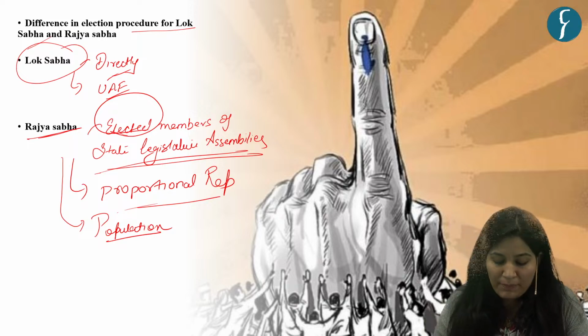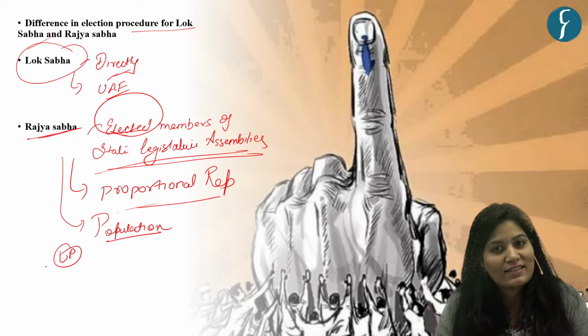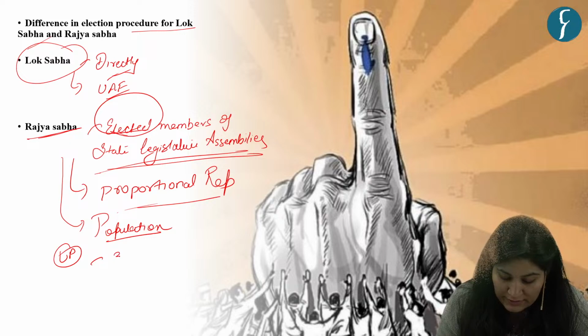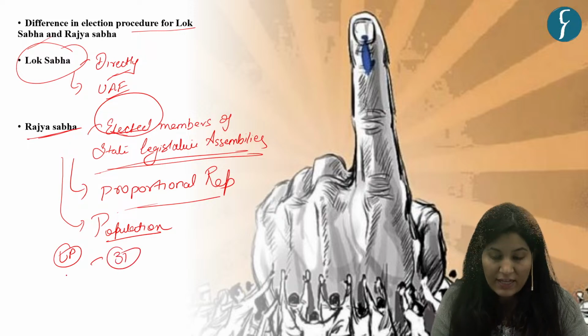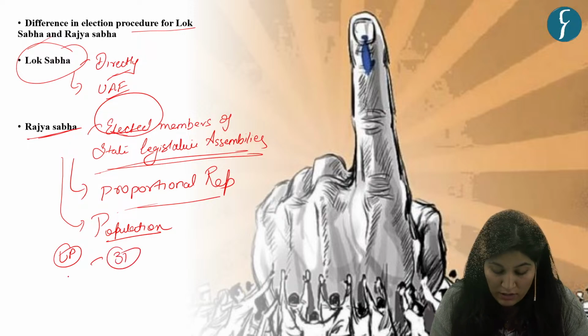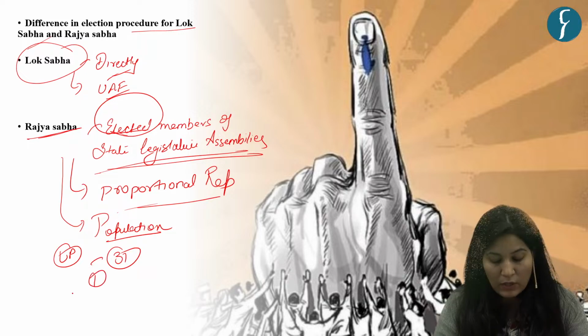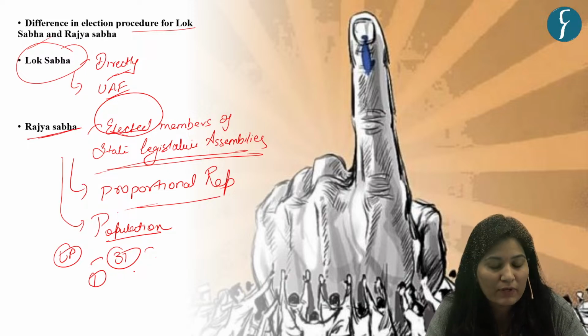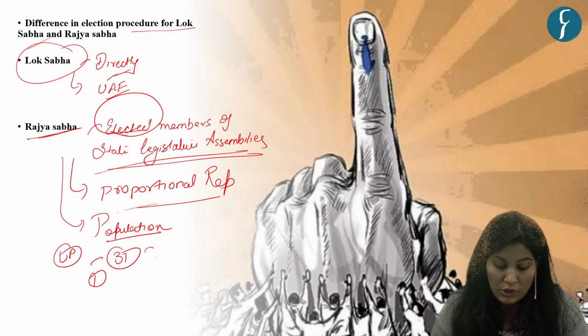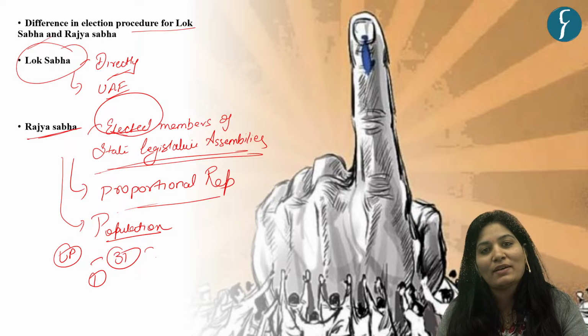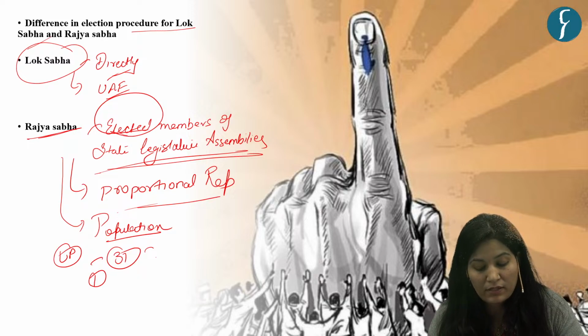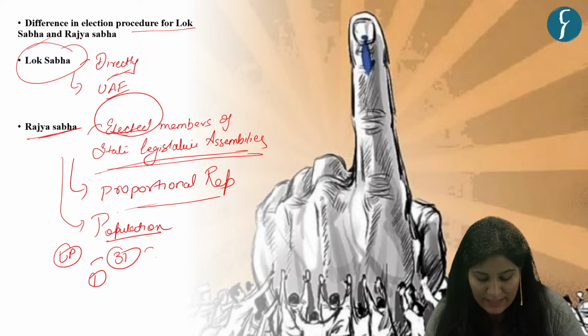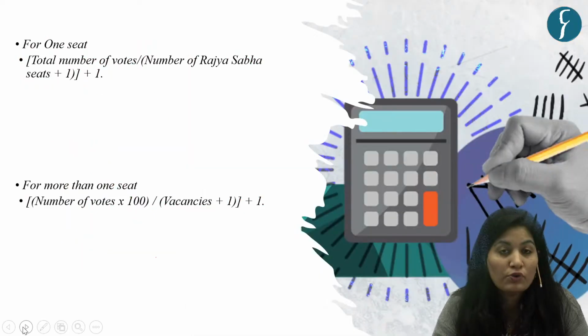So you take the example of UP, a large state. UP has a total of 31 seats. And here we have small states like Sikkim, Tripura, which have 1 seat. So this demarcation is based on the basis of population. Now, to understand how members are elected by the members of State Legislative Assembly, we have 2 formulas.